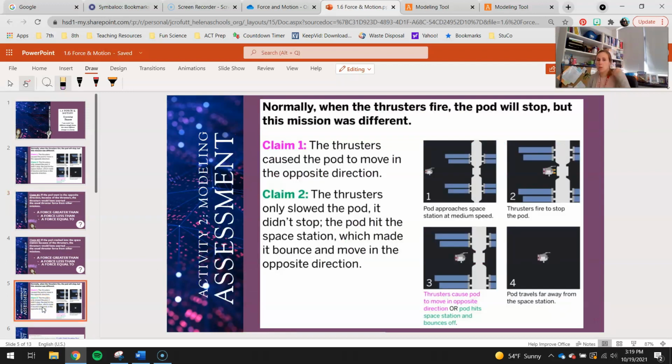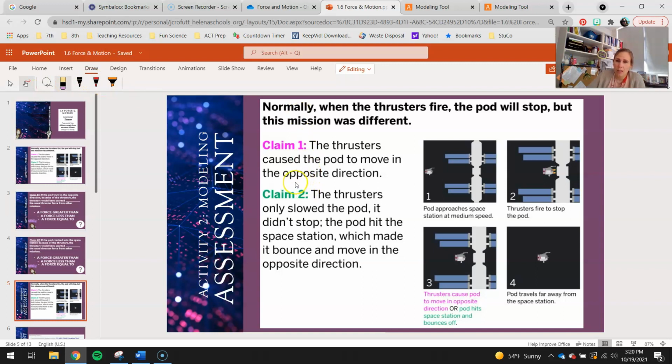This is activity 2, modeling. Remember, I'll be grading these two modeling tools that you do as an assessment or a test grade. This is the same little image that I showed you earlier. Normally when the thrusters fire, the pod will stop, but this mission was different. Normally the pod comes in at a medium speed, moving to the right. The thrusters fire, and that force stops the pod. The pod can then dock with the space station and unload its samples, but that didn't happen.